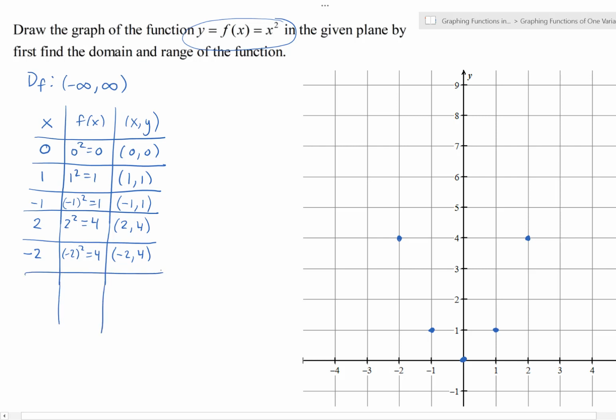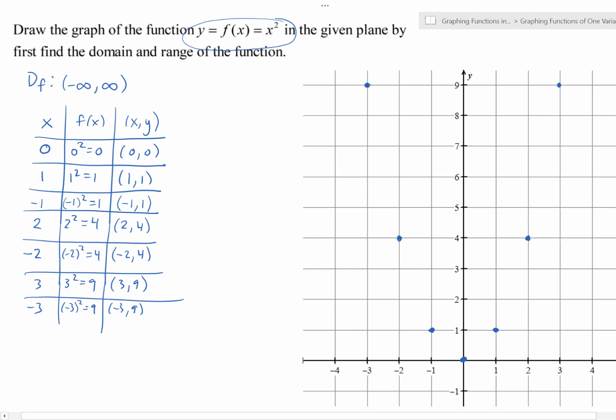A couple more, maybe we can start seeing the pattern. If x is 3, then 3 squared is 9, and we get the ordered pair (3, 9). Plot the ordered pair (3, 9) on the graph. And then finally, input -3, (-3) squared is 9 as well. We get the ordered pair (-3, 9). So we start to see this shape.